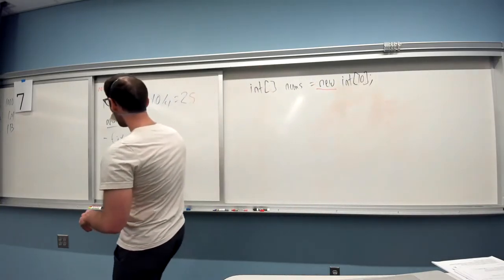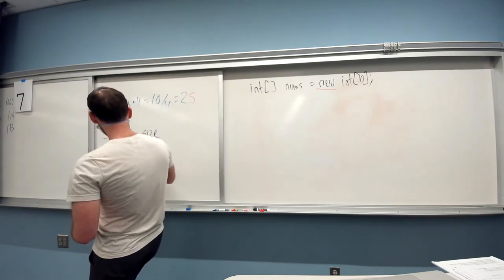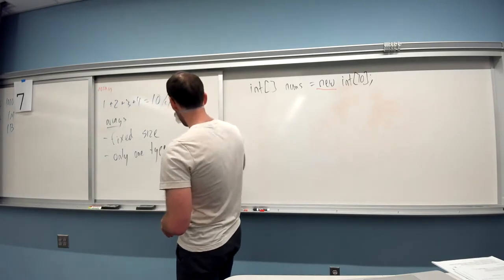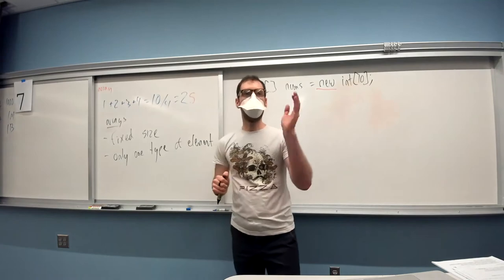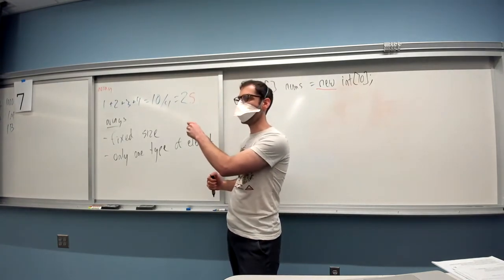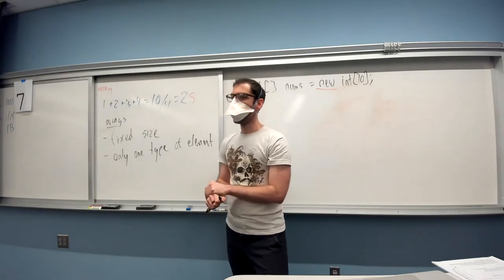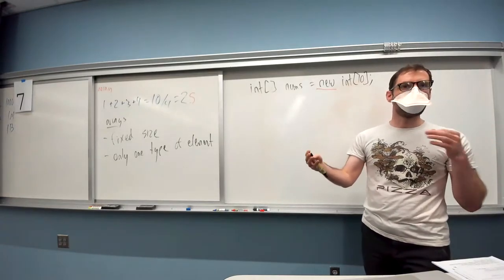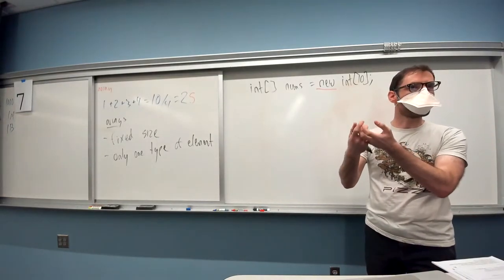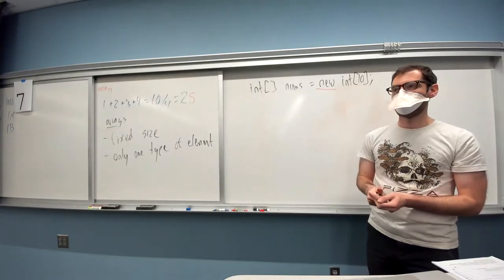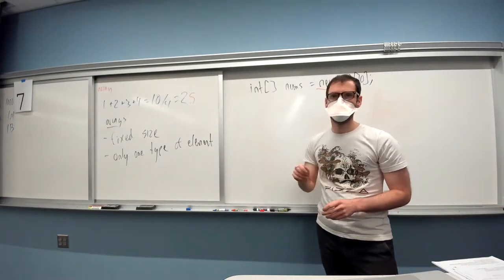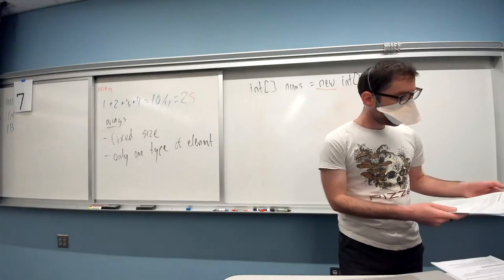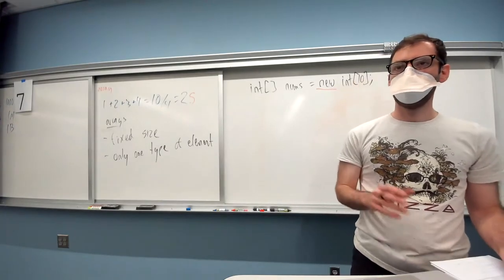In addition to being fixed size, arrays can only contain a single type of element, which means all the things in the array are the same type. So it's either all ints or all strings or all doubles. We can't have a string and a double together in the same array. All right. Questions on this?